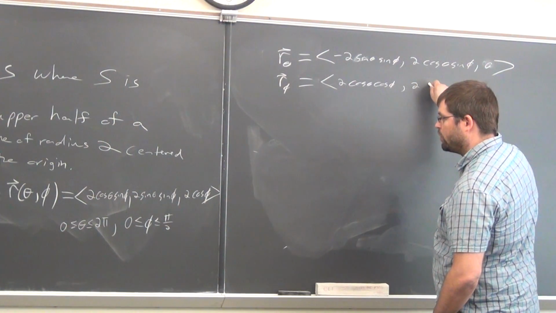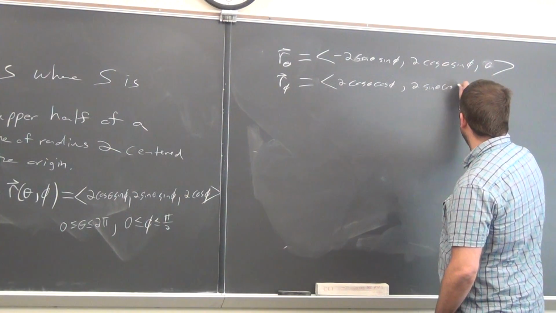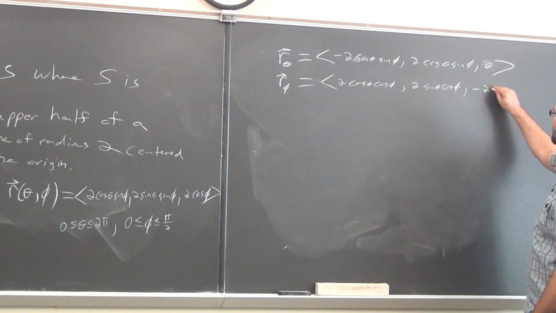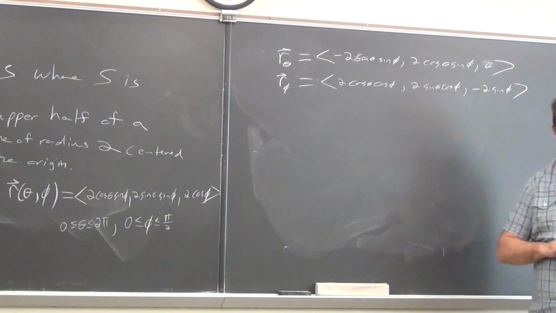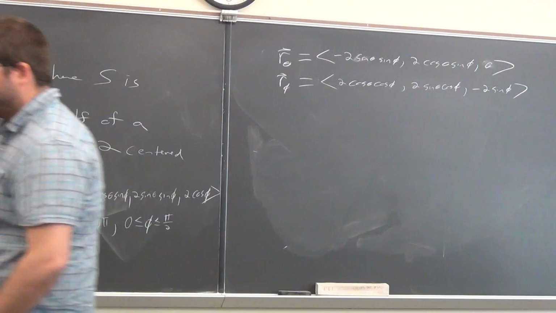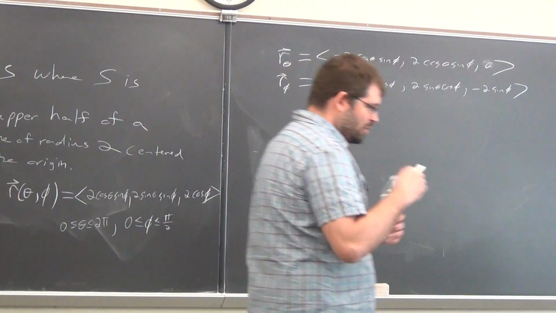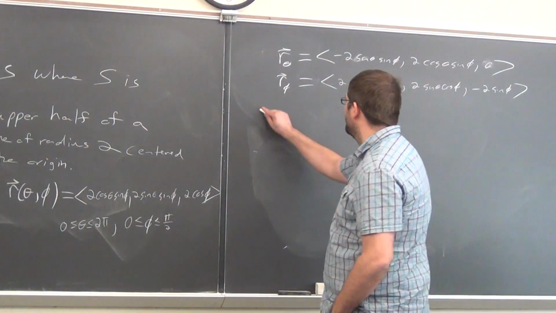I lost track of where we are. Oh, sine is still theta, right? 2 sine theta cosine phi, and then minus 2 sine phi. Is that okay? All right. And so, again, it's a little bit messy now. You've got to take the cross product of that, which isn't the prettiest thing in the world, but let's just do that.